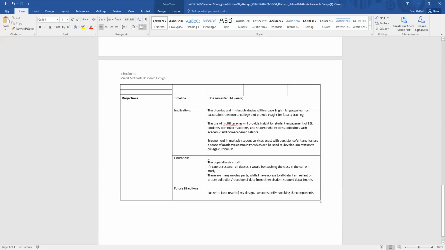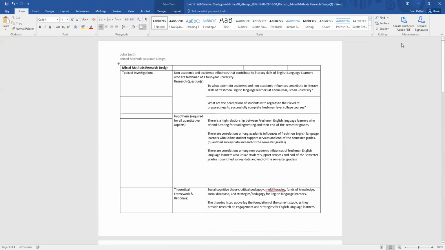The limitations denoted here talk about small sample size or small overall population, the inability to get into all the classes you would like, many moving parts, and the challenges in making clear determinations from the data collected. And then future directions: I would add something here specifically about what additional studies could follow from this initial research project. That's how I would think about this mixed methods research design template. I hope you will take these into consideration as you adjust and refine yours towards the poster creation.